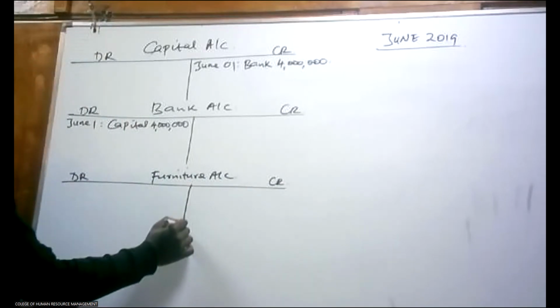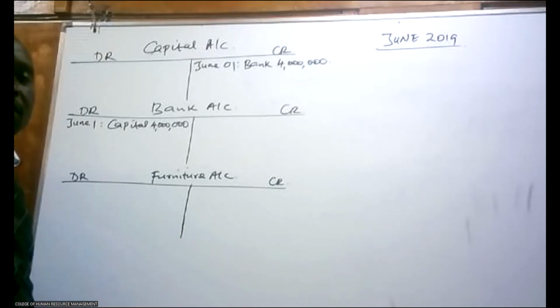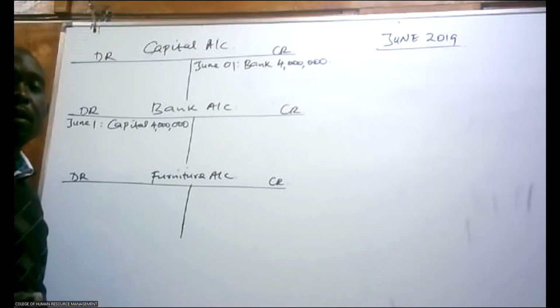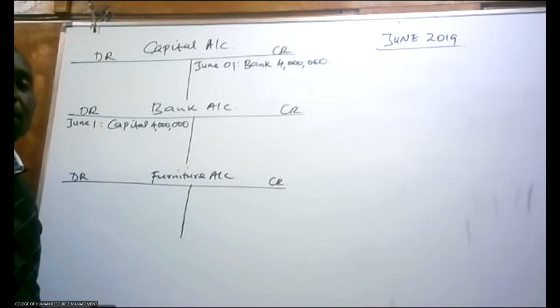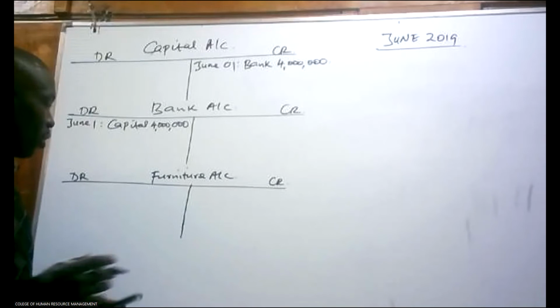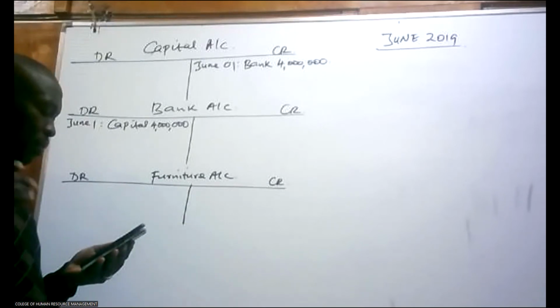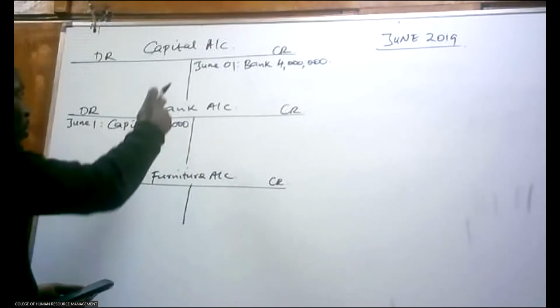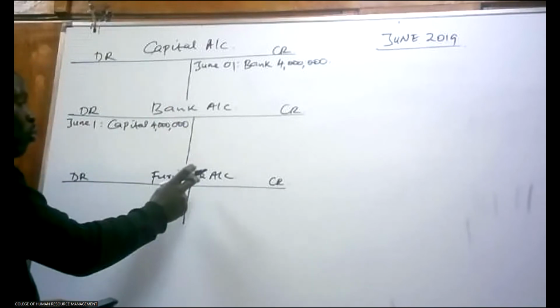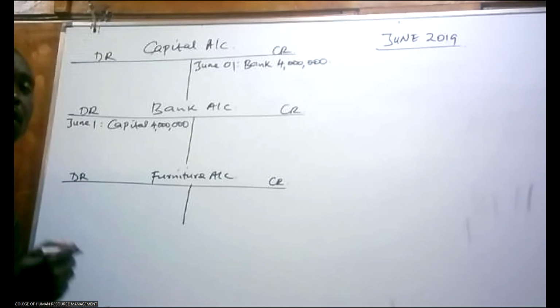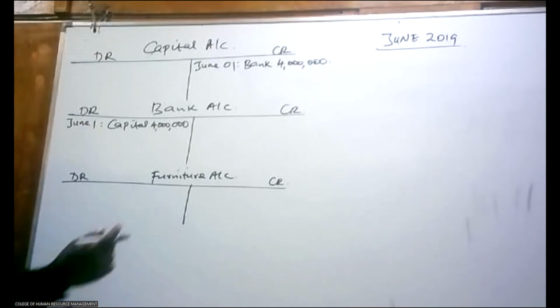And furniture being an asset, whenever an asset is received in the business, we debit that asset. We debit the asset that is being received in the business. So here, we bought this furniture on what basis? We bought it by check. So the money in the bank was used to acquire the furniture. So the asset that you are acquiring, you debit.